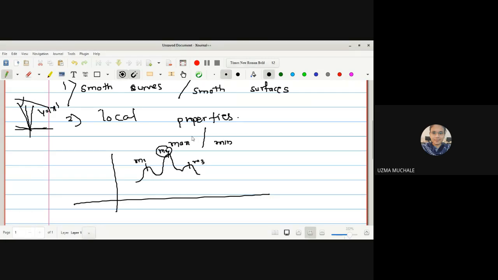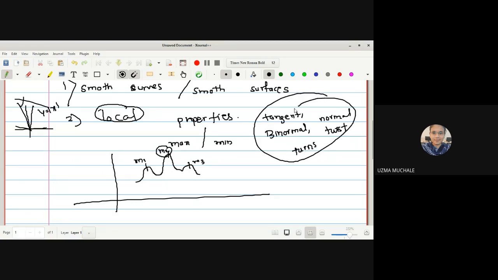So these are the properties we are going to study, local properties. Now, what do you mean by local properties in differential geometry? That means we are going to find the tangent, normal, binormal. We will find out how many twists and how many turns there are in the curve. These are all points related to local properties.